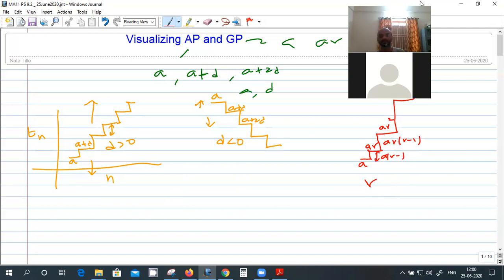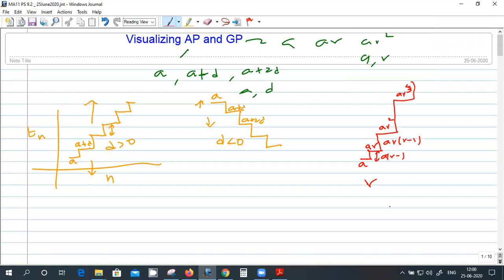Your mic is off. So it is greater than 1. So there is another possibility that R can be less than 1, right? So for the same A, if R is less than 1, how will the plot look like? This is A. It will go downward, because if A is 2 and R is 0.5, it will go down. And what about the step size? It will keep on decreasing.